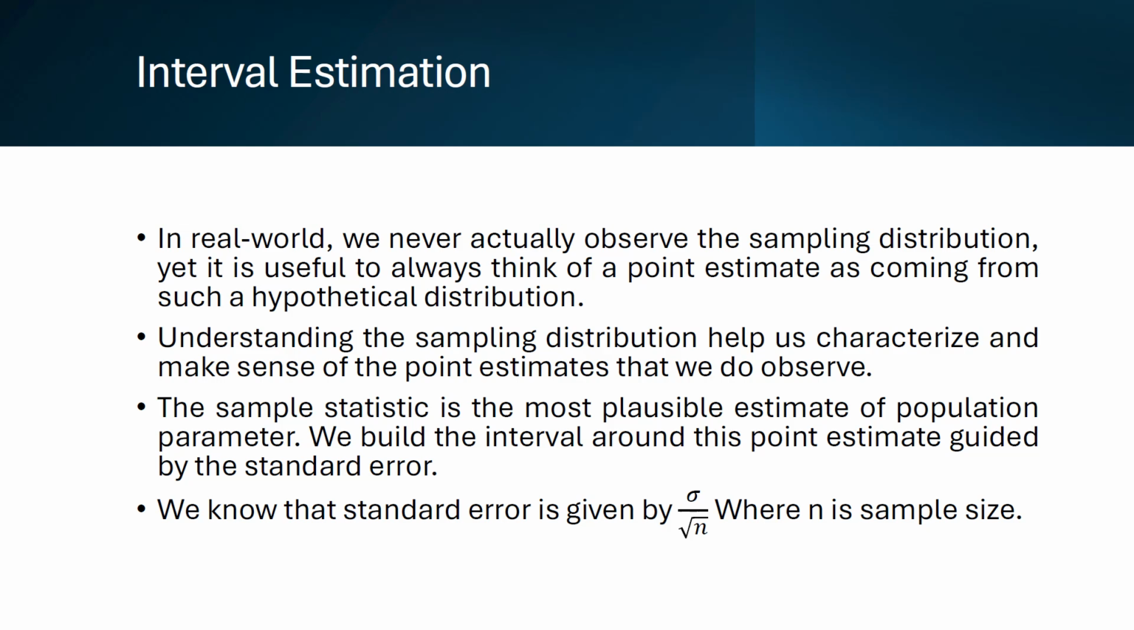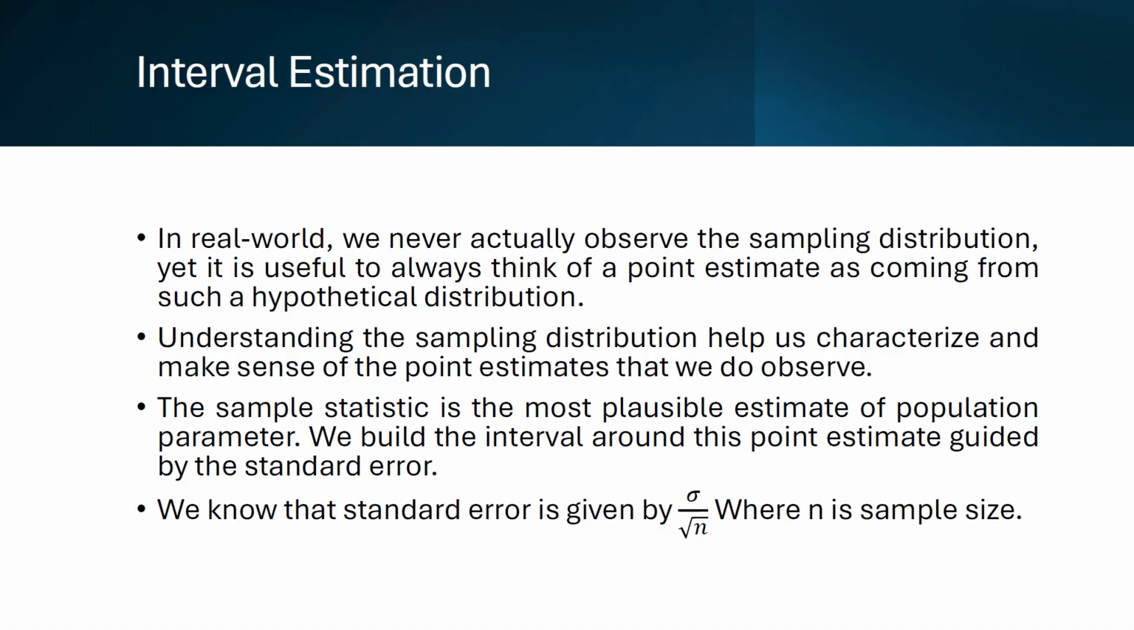So, the guarantee or the confidence in the point estimate comes from the fact that the sample statistic has originated from the underlying sampling distribution, which is a hypothetical sampling distribution, which is always a normal distribution. Understanding the sampling distribution helps us characterize and make sense of the point estimates that we do observe. So the sample statistic is the most plausible estimate of the population parameter. We build the interval around this point estimate.